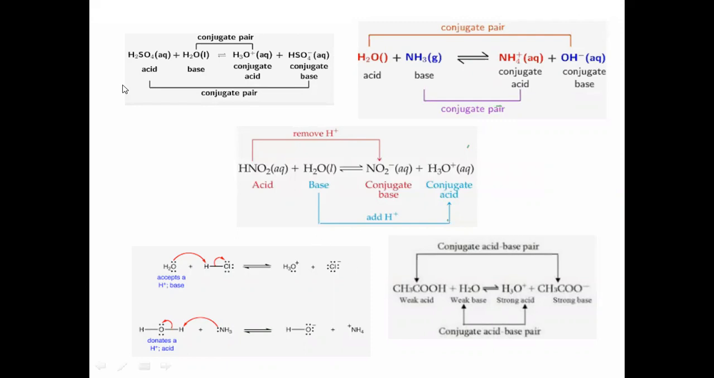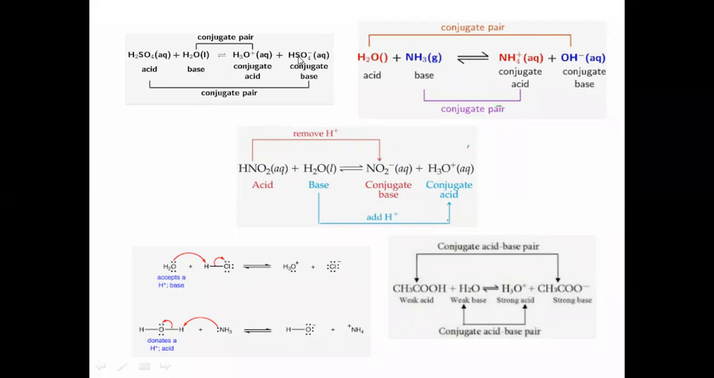Look at the first example. This is sulfuric acid plus water. What happens? One H plus is given by sulfuric acid to water. So on the left-hand side, H2SO4 is the proton donor, so it is the acid. And water is a proton acceptor, hence it is a base.